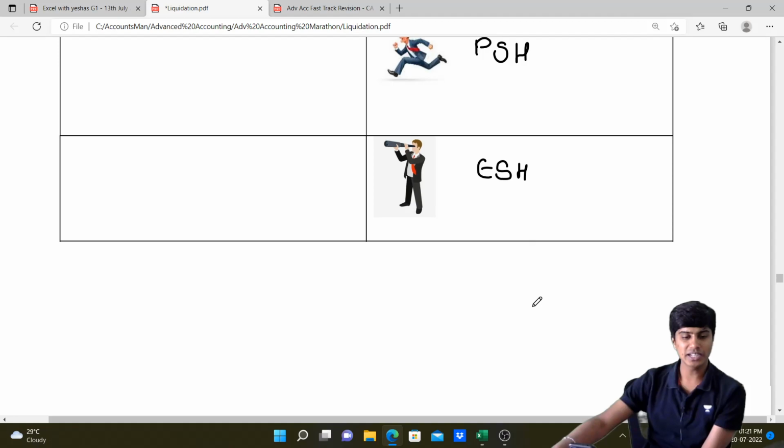So this is the format of the liquidator's final statement of account. I showed it to you with a lot of images. If you want to see with figures and description, let's quickly see this. Yeah, so it comes here.